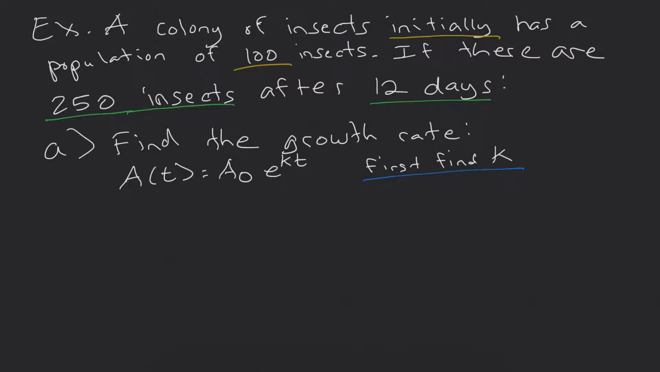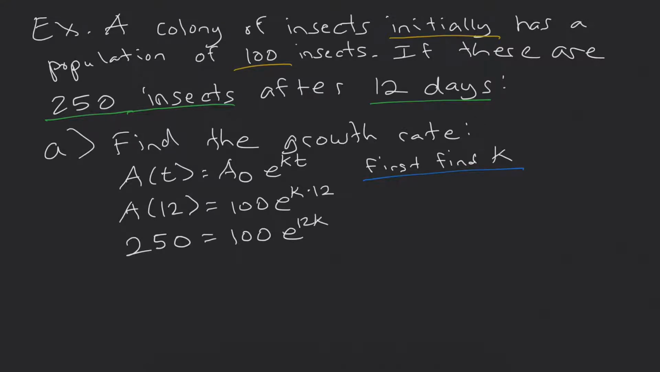The way I'm going to do that is I know for a fact that after 12 days, so if I do A of 12, A sub 0 I know is initially 100, e to the k is what I'm trying to find, and the only thing I know is after 12 days, so I'll plug in 12 for t. After 12 days we have 250 insects, so that is A of 12. I'll plug that in on the left-hand side. On the right-hand side, I'll just rewrite 100 e to the 12k. And now I'm trying to solve for k, so I'm going to divide both sides by 100.